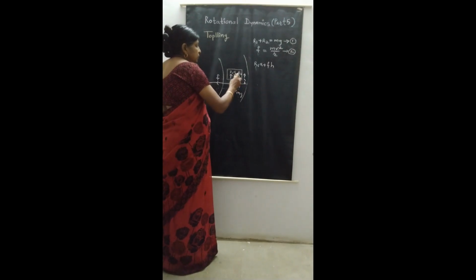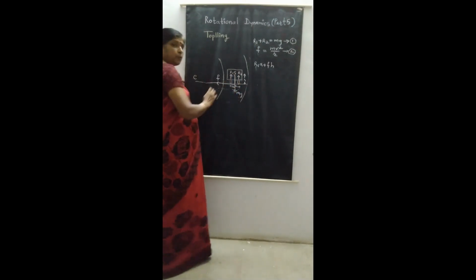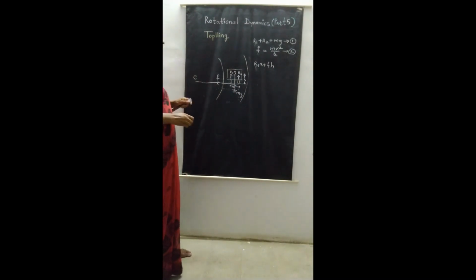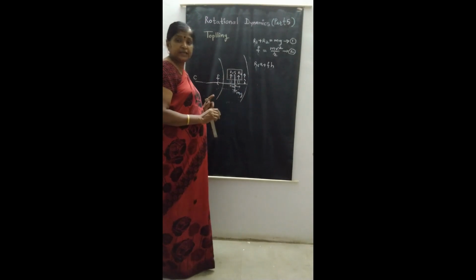There is no moment of this weight produced about point G because it acts at the same point. Its distance from point G is 0.